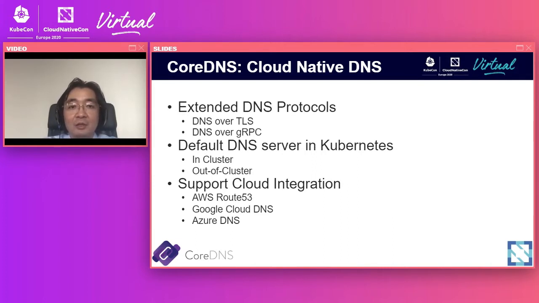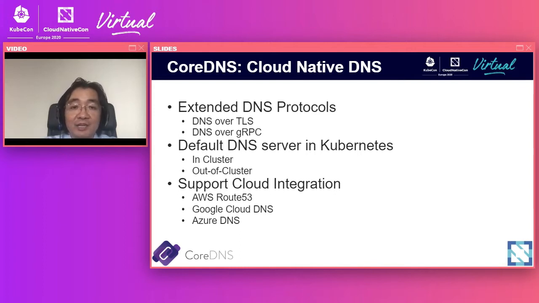For example, CoreDNS has extended DNS protocols, such as DNS over TLS and DNS over gRPC. As you might know, gRPC is an RPC protocol that is used very widely in many CNCF projects. Things like Kubernetes itself heavily utilize gRPC. By utilizing gRPC, CoreDNS essentially behaves the same in the cloud-native ecosystem.